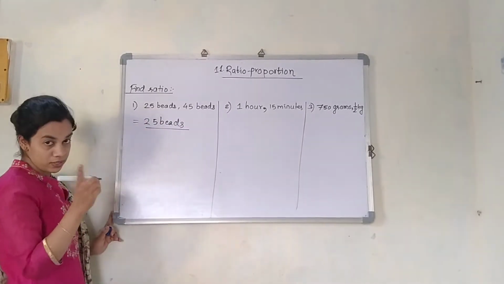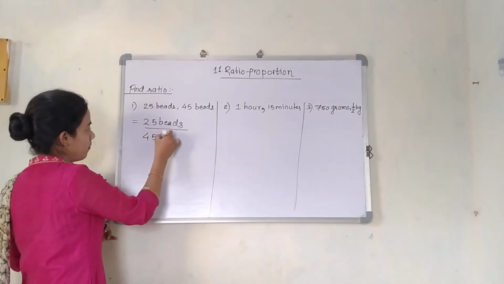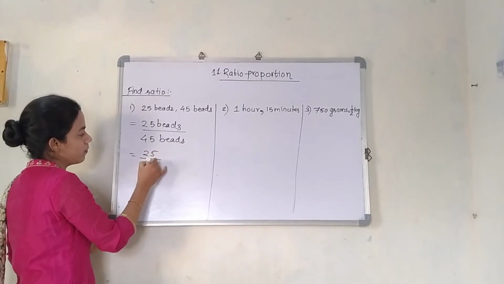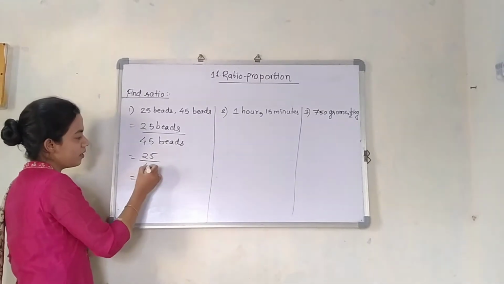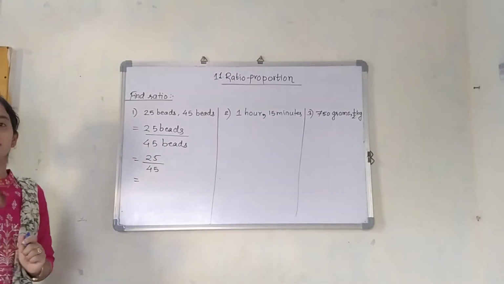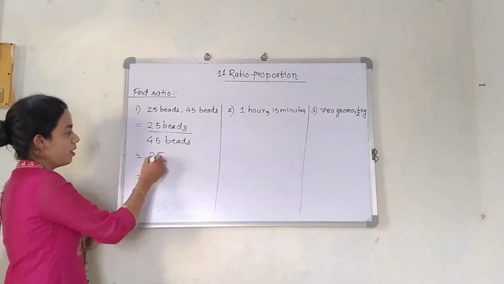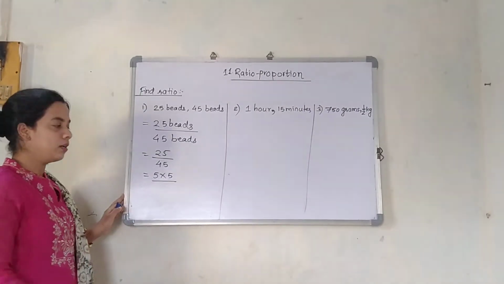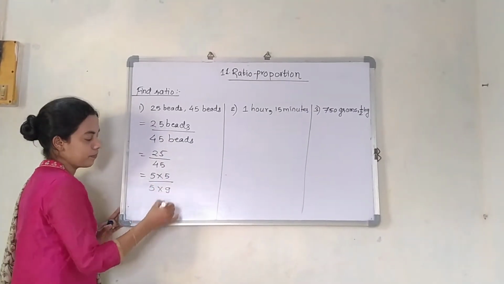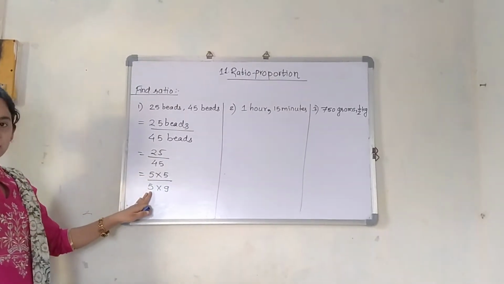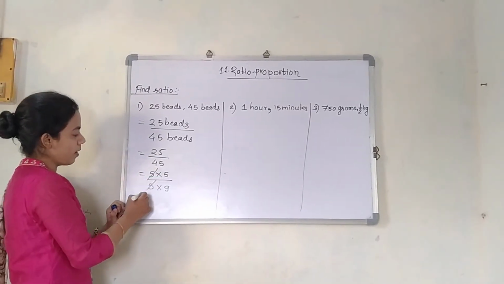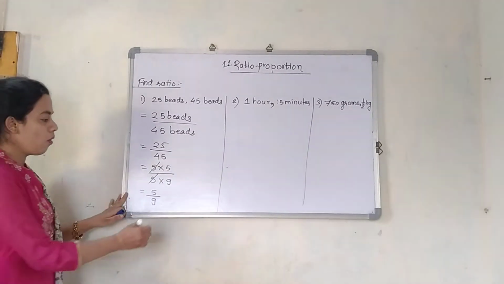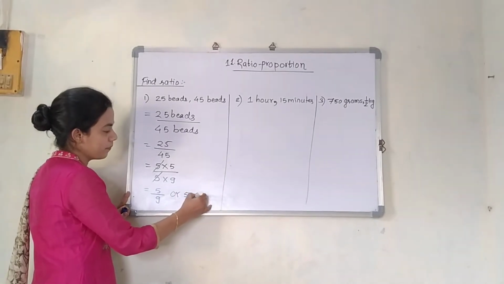25 beads, 25 is first, that's why 25 over here upon 45 beads. Beads are common, so I will remove them, only 25 and 45. Now 25 and 45 both are coming commonly in the 5 table. 25 is what? 5 fives are 25. And 45 is what? 5 nines are 45. So 5 is common. I am going to cancel out one 5 from here. The answer will be 5 upon 9. This remaining will be my answer. Or you can write 5:9.